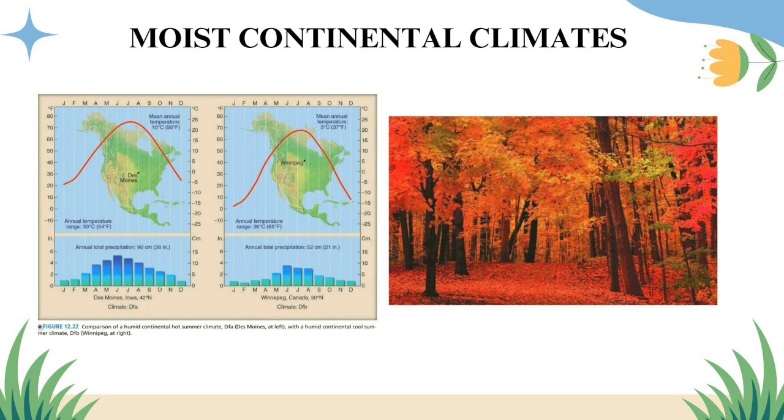Now let's move on to the moist continental climates. So here, it is found in the interior of large land masses. So these climates have cold winters and warm summers, and are marked by 4 distinct seasons, with deciduous forest being common. So here, the precipitation is moderate all year round. So another climate graph here displays greater temperature variation than subtropical climates. So precipitation is fairly steady, supporting the vibrant autumn foliage shown in the photos.